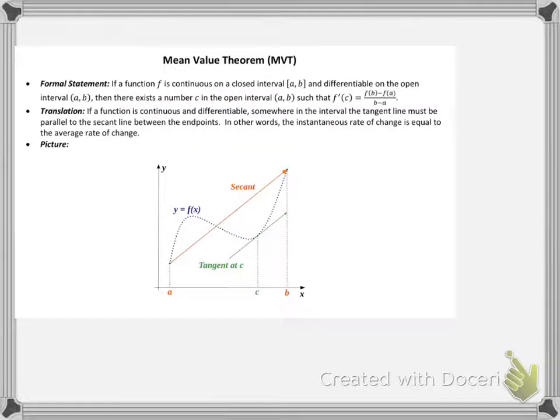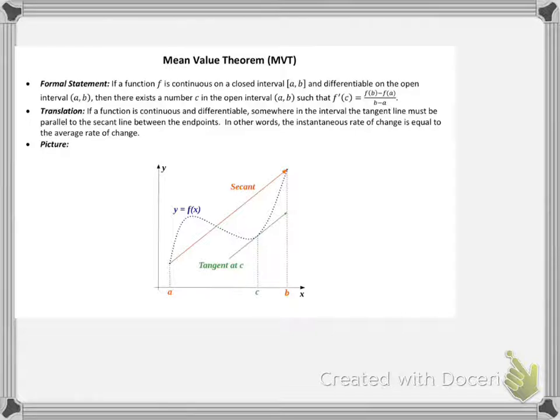Alright, let's talk about the mean value theorem. Alright, so the formal statement of the mean value theorem states if a function f is continuous on a closed interval a to b and differentiable on the open interval a to b, then there exists a number c in the open interval a to b such that the derivative at c is equal to f of b minus f of a over b minus a.